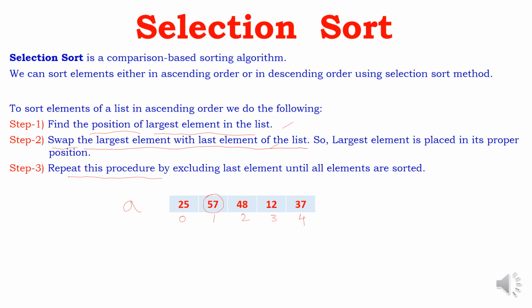The second step is to swap the largest element with the last element. So 57 is the largest element and it is swapped with the last element of the list, that is, position 1 and position 4 are swapped. Position 1 is the position of the largest element and position 4 is the position of the last element. These two are getting swapped so that this becomes 37 and this becomes 57. 57 is the largest element and it is moved to its proper position.